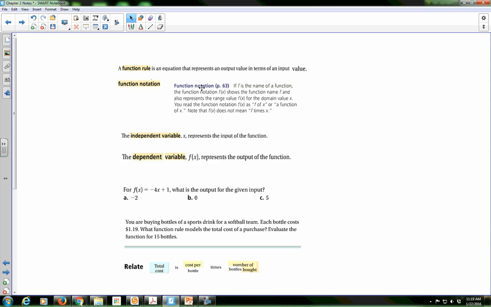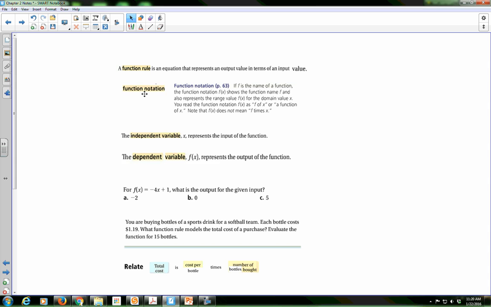All right, tons of vocab. So take a moment, pause this recording, and write down these 4 vocabulary words. A function rule is an equation that represents an output value in terms of an input value. So if I say to create a function rule, I want you to come up with the equation that relates the input and output values.